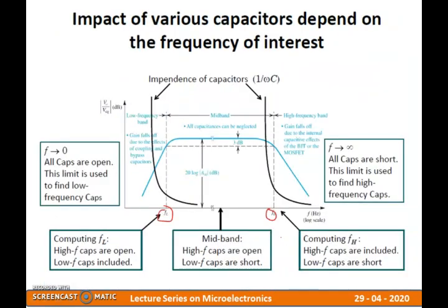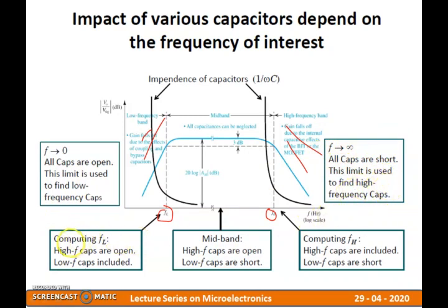Moving ahead, this is a summary of the impact of various capacitors depending on the frequency of interest. As I said, this is the lower frequency band, this is the higher frequency band, and this is the mid band. When f is tending towards 0, that is at lower frequency, all capacitors act as an open circuit, and this limit is used to find low frequency capacitors. When f is tending towards infinity, all capacitors behave like a short, and this limit is used to find the high frequency capacitors.